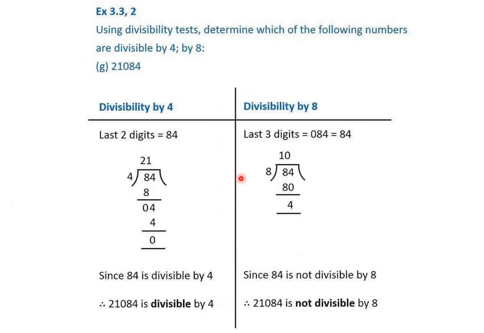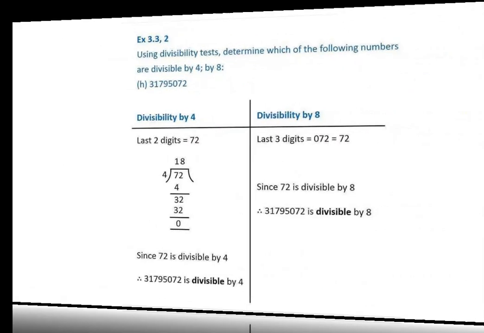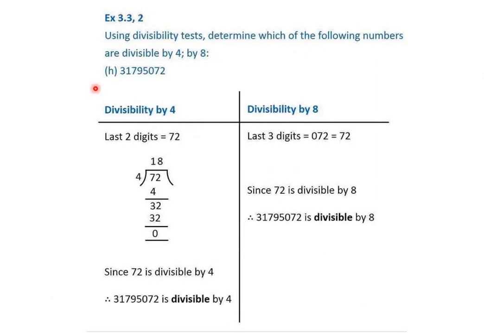For G also, when the last 2 digits are divided by 4, the remainder comes as 0. So the given number is divisible by 4. And when taking 3 digits, we could see that the third digit is 0, so we need not take that. We have to take only 84. When 84 is divided by 8, we get remainder as 4. So we can say that the whole number is not divisible by 8 because the last 3 digits were not divisible by 8.